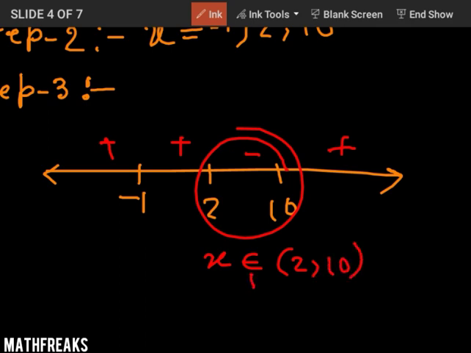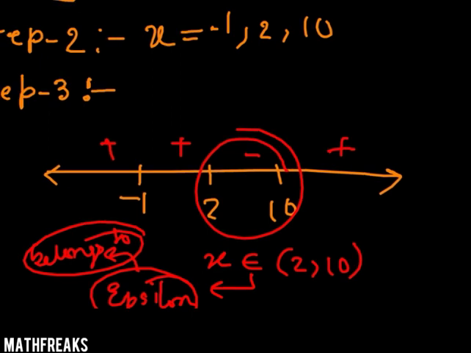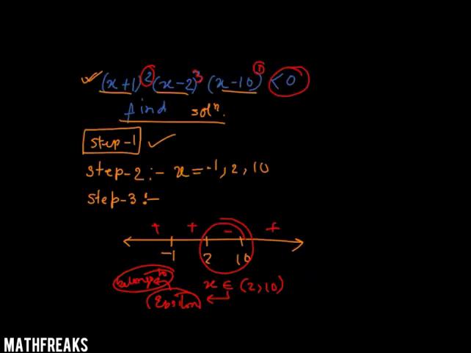Now this notation is called epsilon, and this is used to denote belongs to. So this is the solution of this question, (2, 10), in the open bracket, that is 2 and 10 are not included, but the values between 2 and 10 are included.